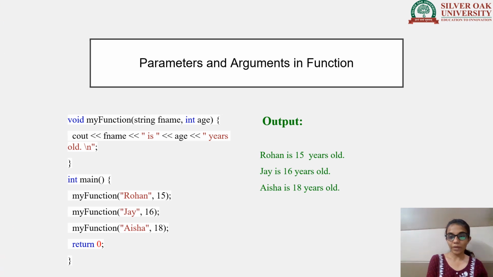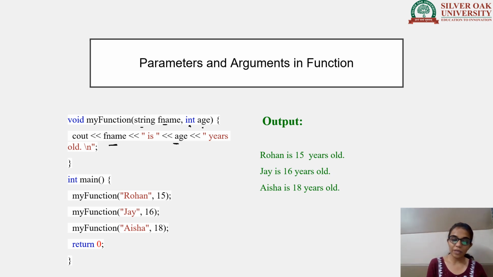This is one example of parameters and arguments in a function. As you can see, void is the return type of the function. myFunction is the name of the function. String fname, integer age. String fname means fname should be a string, that is a collection of letters, and integer age should be an integer. Then I will give the output that the fname is this many years old. Here whatever parameter is passed goes to fname, and the other parameter is passed for age.